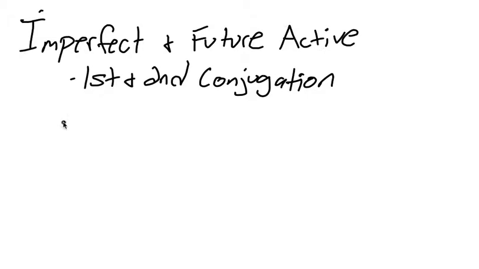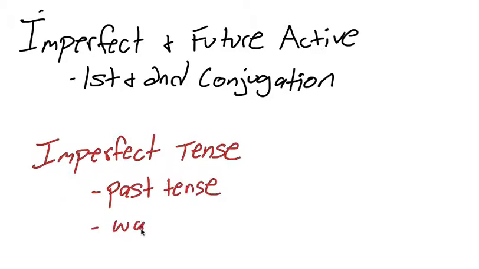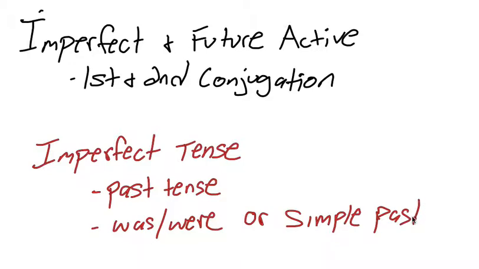Okay, so let's start with the imperfect tense. The imperfect tense is a past tense. It's generally translated as was or were. Could also be simple past. So for instance, the simple past of love is loved, or the simple past of teach is taught. So whatever the past tense of the verb is could be imperfect tense.